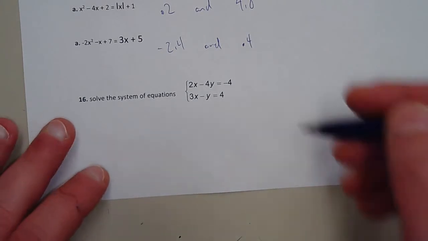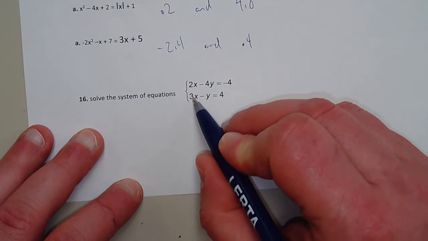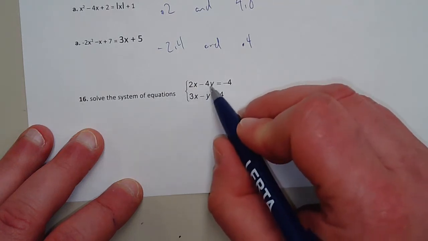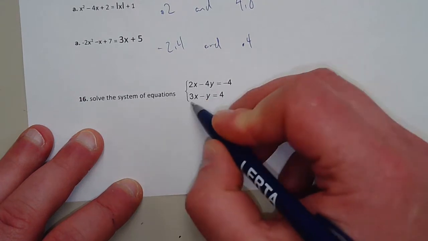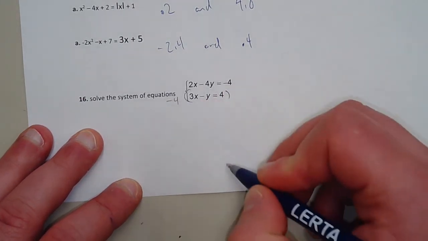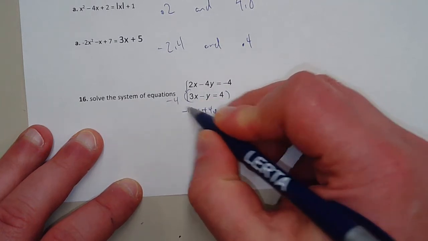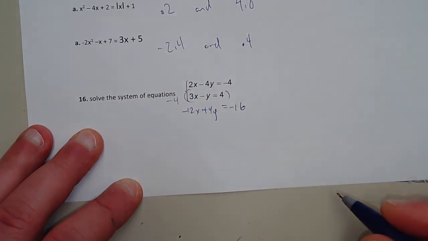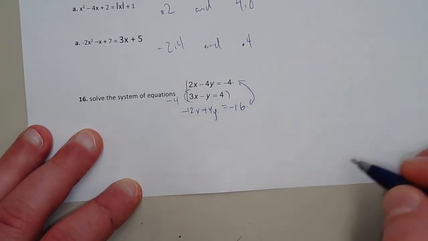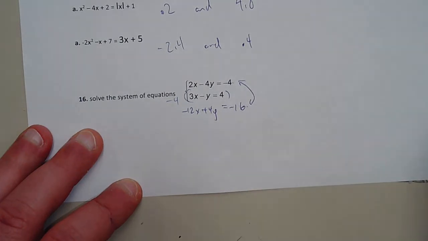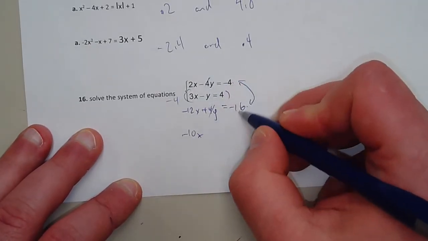Let's go ahead and do elimination just to show you another option here. If I wanted to do elimination, I'd want to multiply. I need to get these x's and y's to cancel somehow. So I'm going to multiply this whole bottom equation by negative 4. That's going to then be negative 12x plus 4y equals negative 16. Now I can add these two equations together, the top and the bottom one, because now the y's will eliminate. That's going to leave us with negative 10x equals negative 20.